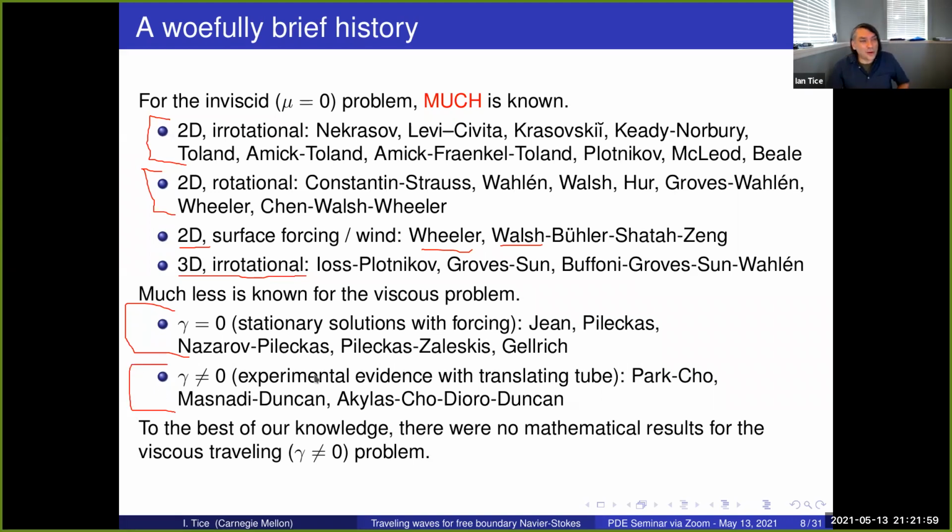When gamma is not 0, the only results that I'm aware of are some very nice experimental results by various groups. And actually, this is how I came to start working on this problem. I saw some of the experimental results by Masnadi. And what these results do, basically, is what I was talking about in terms of the tube blowing air on a fluid.